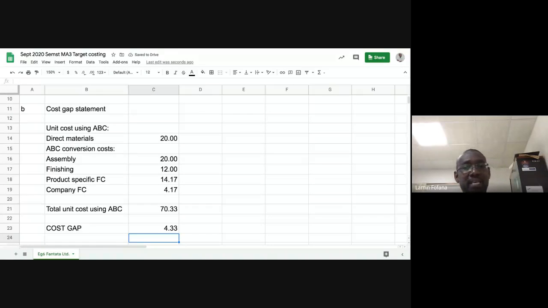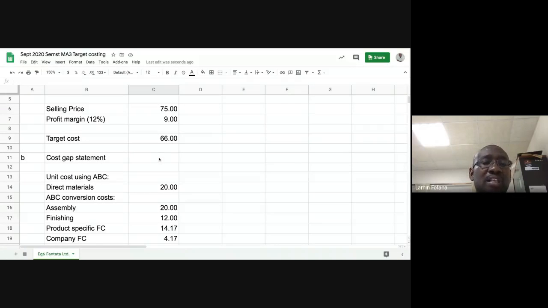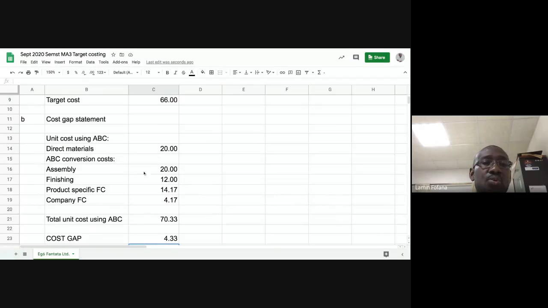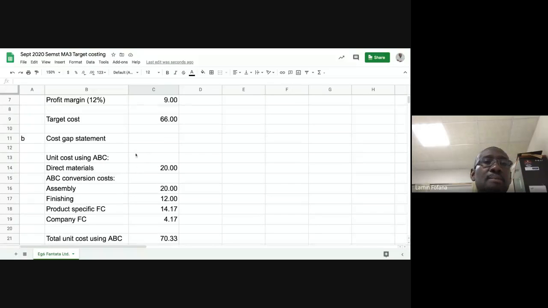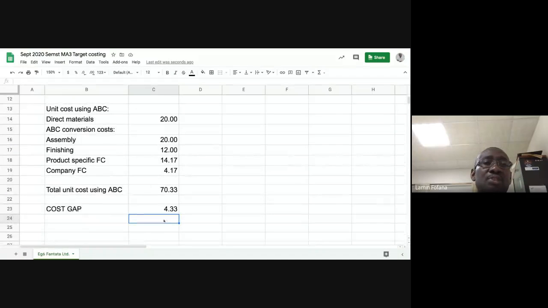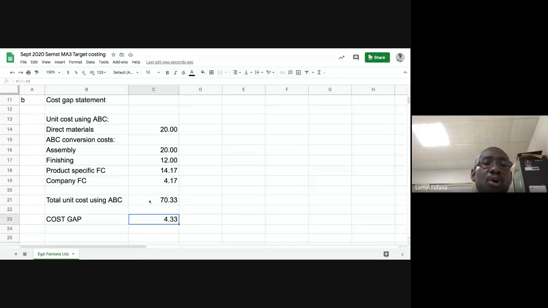So our cost gap is 4.33, meaning if we want to produce this particular product using our target cost of 66 pounds per unit, whilst our current cost is 70.33 per unit, our current cost is higher than our target cost. So to produce this product based on our target cost, we have to eliminate this cost gap, which is 4.33. To eliminate this cost gap, we have to employ value engineering, like I explained to you. So that's exactly what we're talking about here.